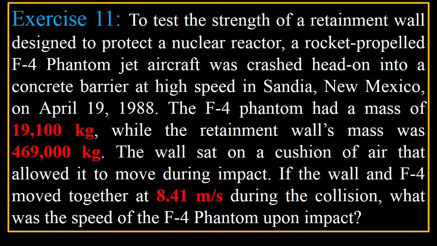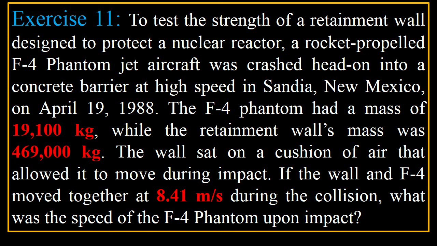The F-4 Phantom had a mass of 19,100 kilograms, while the retainment wall's mass was 469,000 kilograms. The wall sat on a cushion of air that allowed it to move during impact. If the wall and the F-4 moved together at 8.41 meters per second during collision, what was the speed of the F-4 Phantom upon impact?